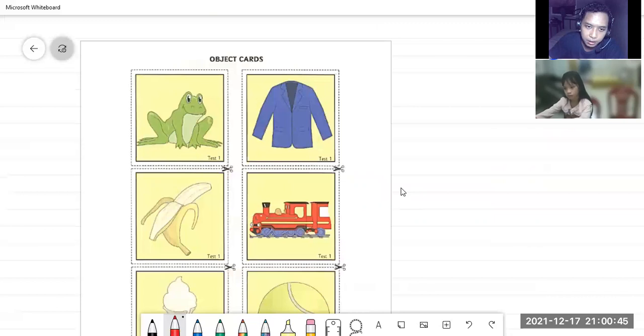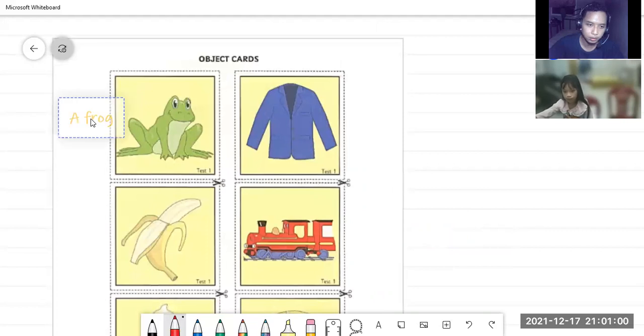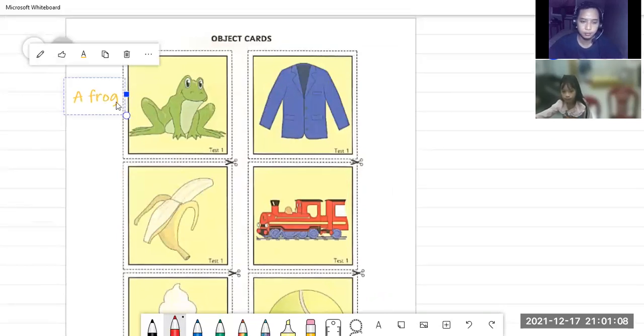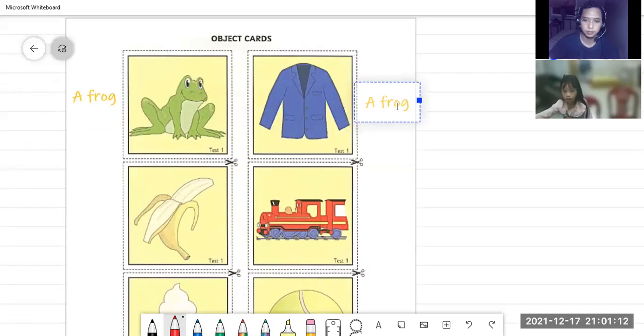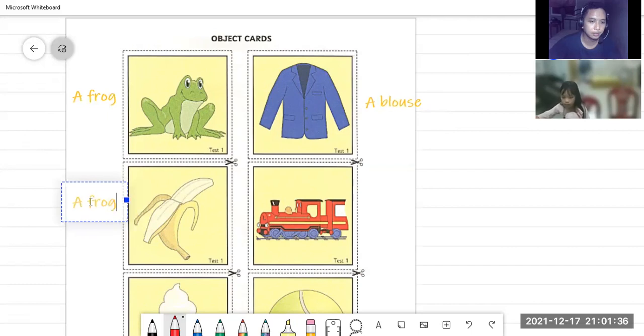Okay, we have object card here. What is this? This is a frog. Say frog. A frog. Okay. What is this on the right? A blouse. Yeah. Okay, next is a banana. Very good. A banana.